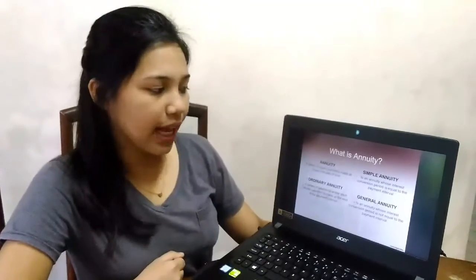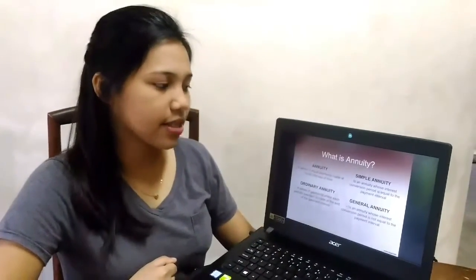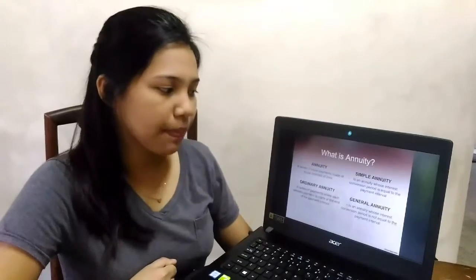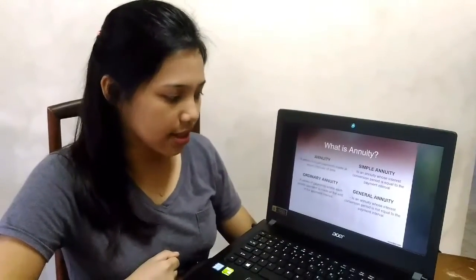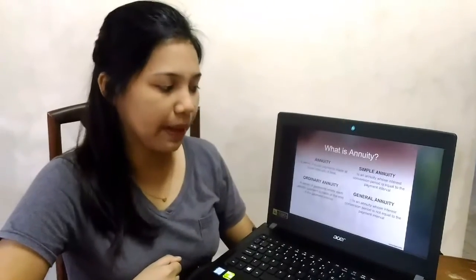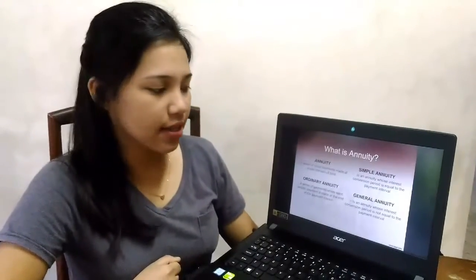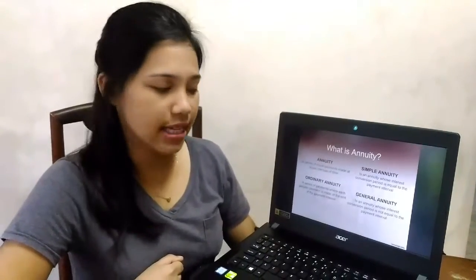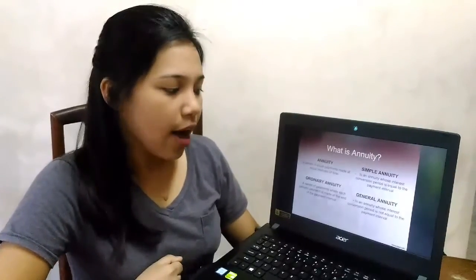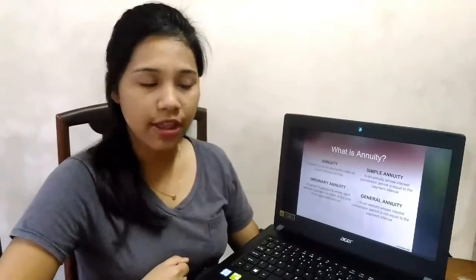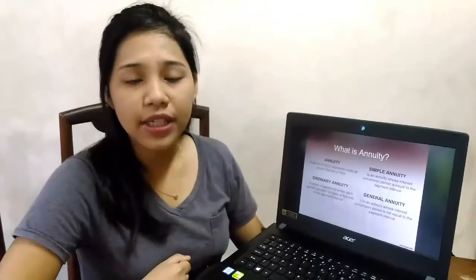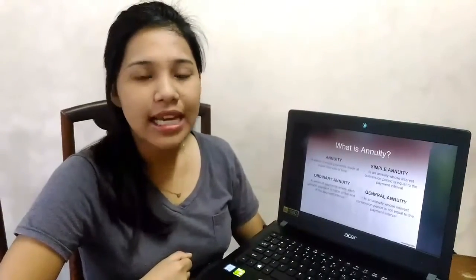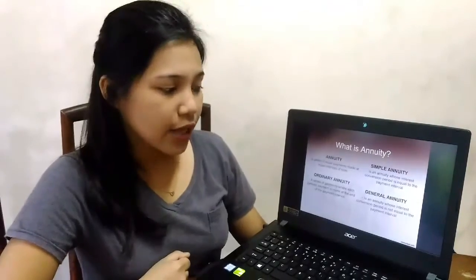interval. A simple annuity is an annuity whose interest conversion period is equal to the payment interval. Lastly, general annuity is an annuity whose interest conversion period is not equal to the payment interval. Since our topic is all about general annuity, we are focusing on it. So let's take for example, our payment interval is once per month, and our interest conversion period is 2 times a year. So it's pretty obvious that our once per month is not equal to the 2 times a year.